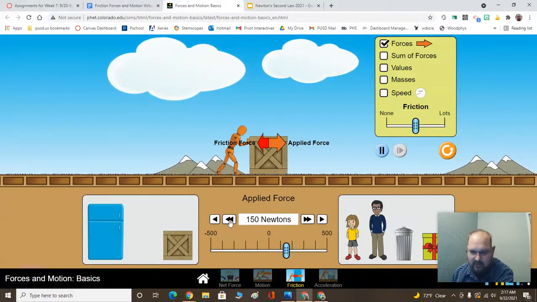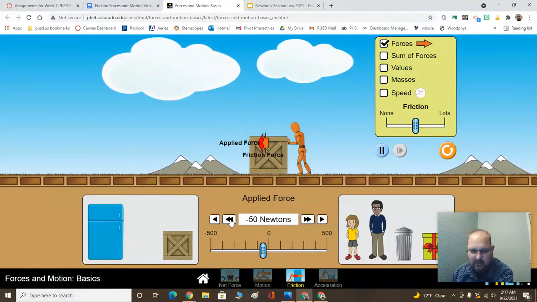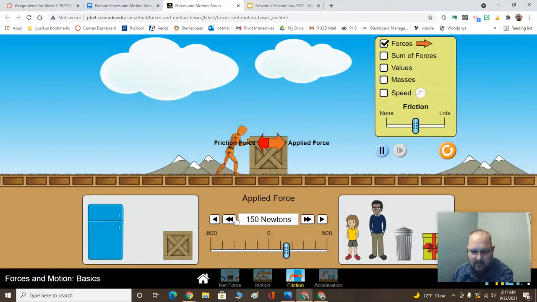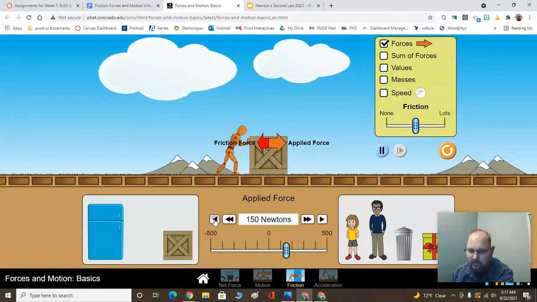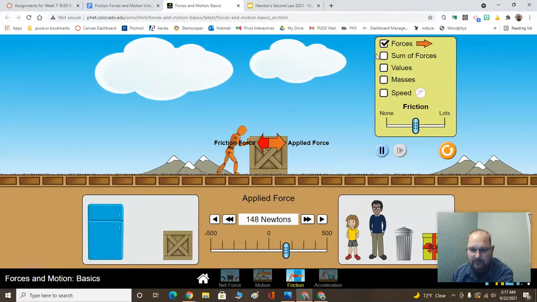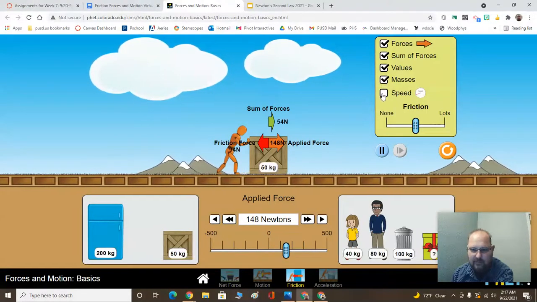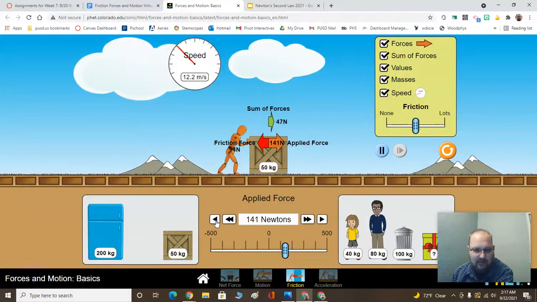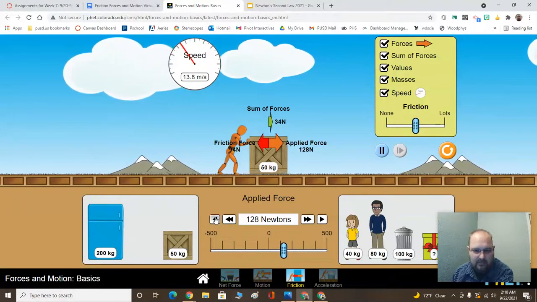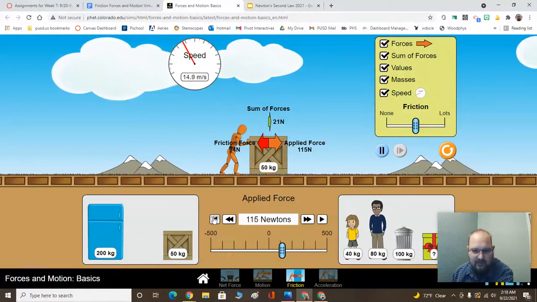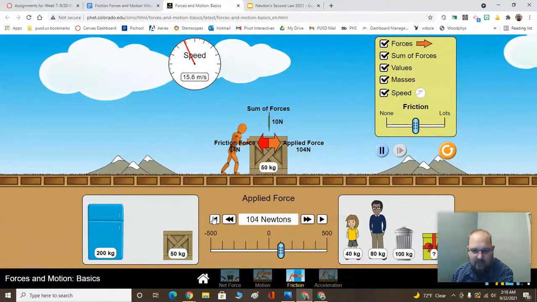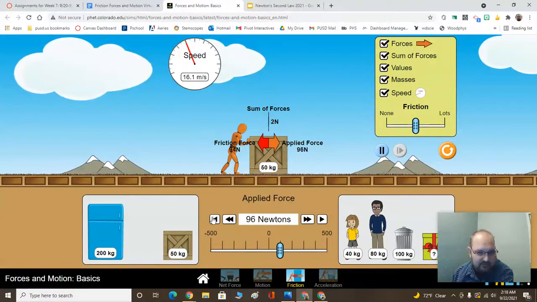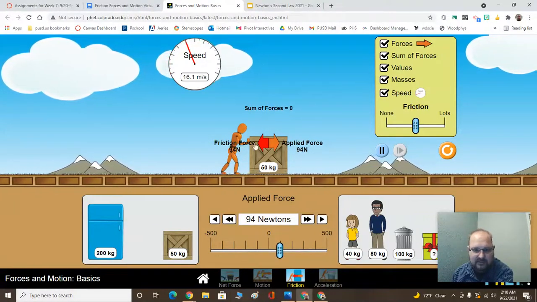What we want to find out now is what is the minimum amount of force required just to keep this going at constant speed. So we have to back this all the way off. We want to get to that sum of forces being 0, right? And we honestly don't even really need to do this because we can actually just look and see what the frictional force is.